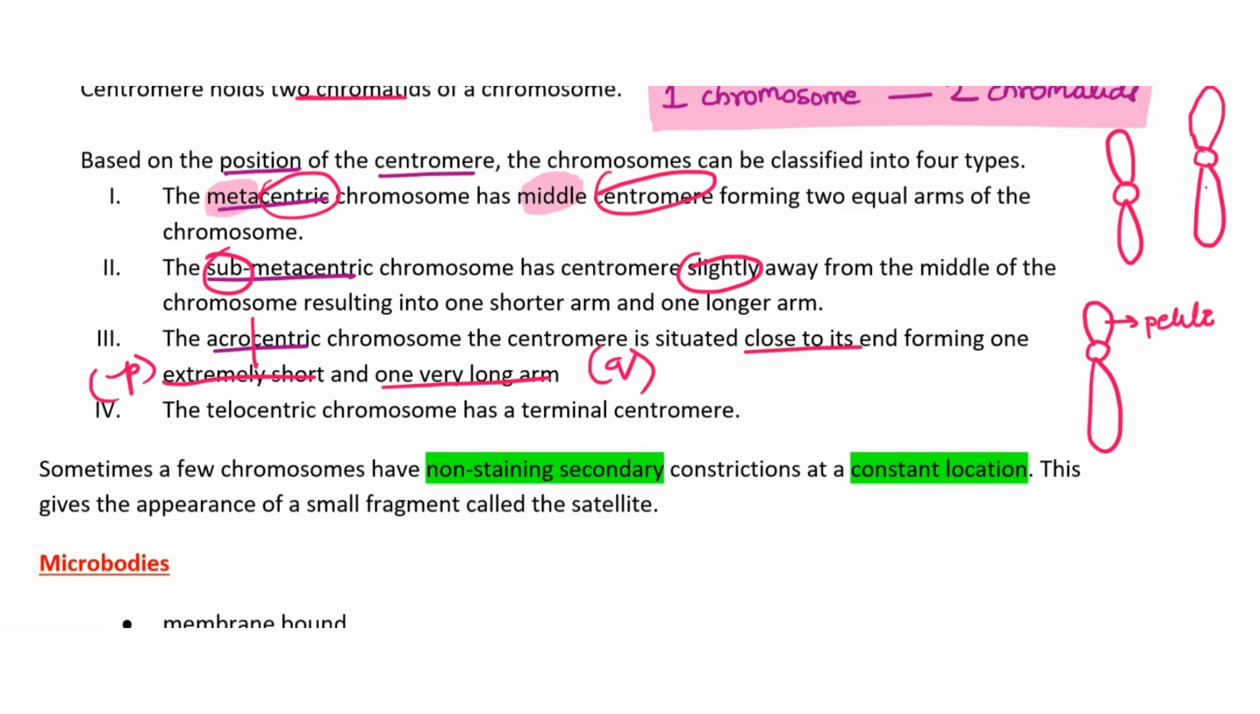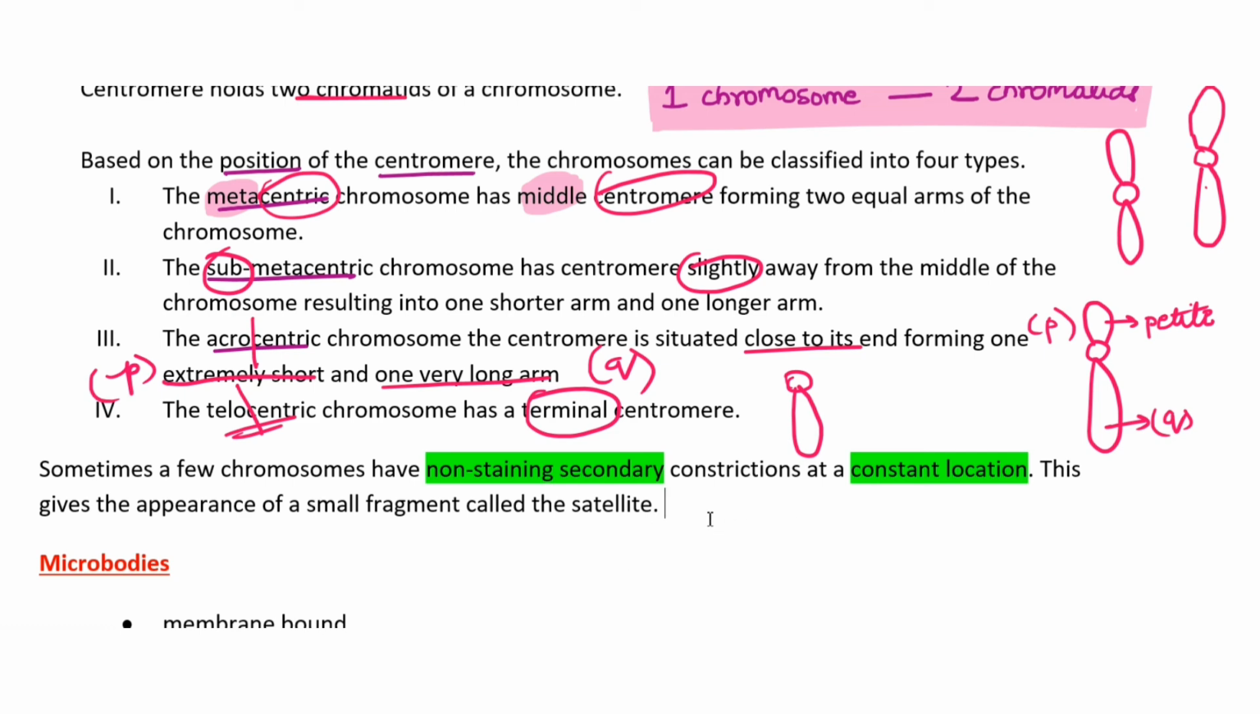So where are the short and long arms present? They are present in submetacentric as well as acrocentric chromosomes. Next, talking about telocentric. Telo means towards the end. So the centromere is present at one of the ends. So there is a terminal centromere. Understood? So simple, the four types of chromosomes.